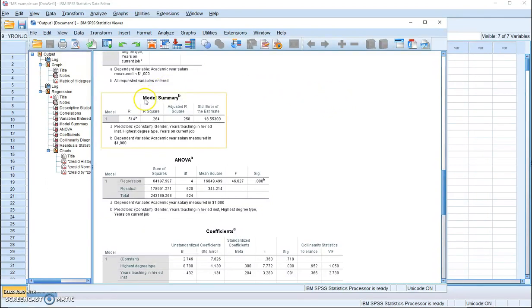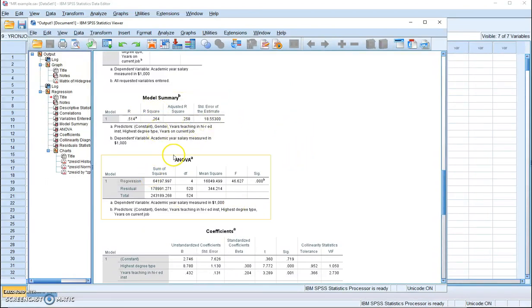Looking at this table, Model Summary, you find the R-square is 0.264. That means about 26.4% of the variance in faculty salary can be explained by the linear combination of the 4 independent variables. Is this value statistically significant?